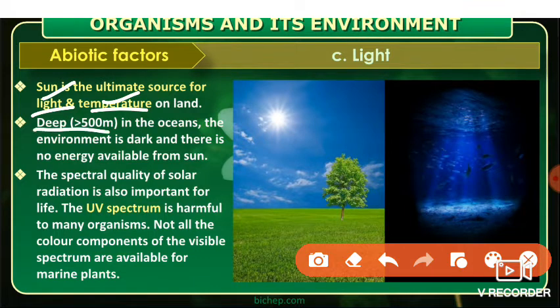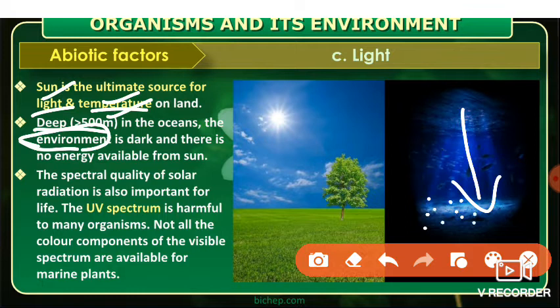And if you go to the sea, if you move around more than 500-meter depth, which means more than half a kilometer in the ocean, what will happen? The environment is dark over there, because the light will not penetrate up to that depth. Like this, here you can see the light will not penetrate up to that. And in that area also we can find a lot of organisms, and they are adapted for that environment.